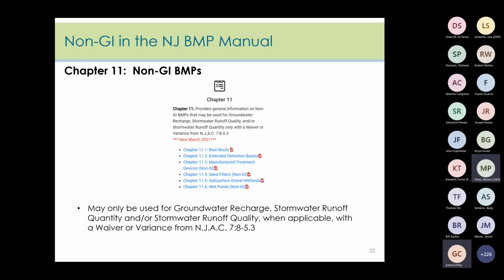BMPs in Chapter 11 are non-green infrastructure, and they will always require a waiver or variance before they can be used. So it's not anticipated that these BMPs will be used much in the future because of what is required in order to grant a waiver or approve a variance. But as for some of the BMPs noted on this table, blue roofs, they don't have a reuse component, and extended detention basins are typically large and require additional treatment to meet water quality standards. The majority of MTDs currently do not have a soil or vegetative component, so they will fall into Chapter 11. And then you see non-GI sand filters, subsurface gravel wetlands, and non-GI wet ponds to round out Chapter 11.